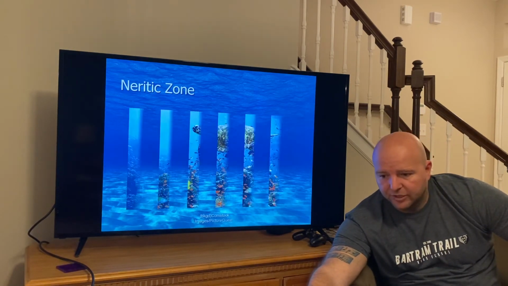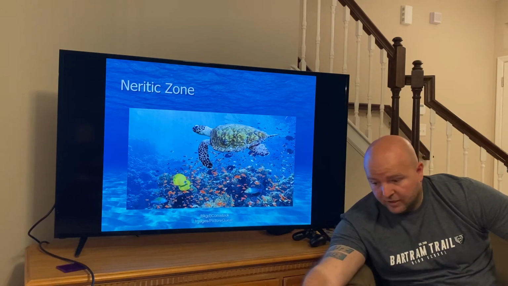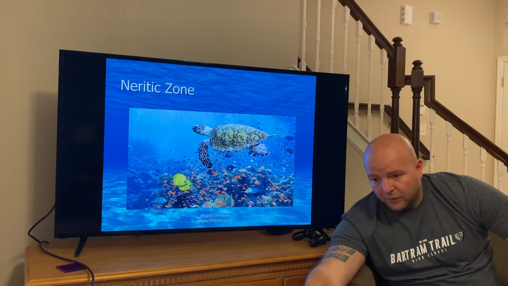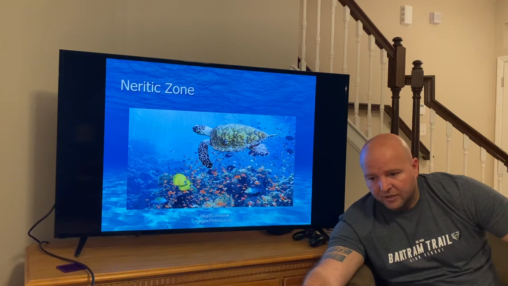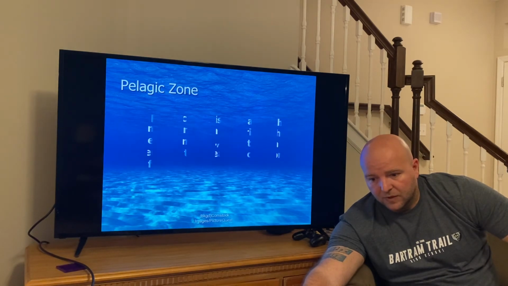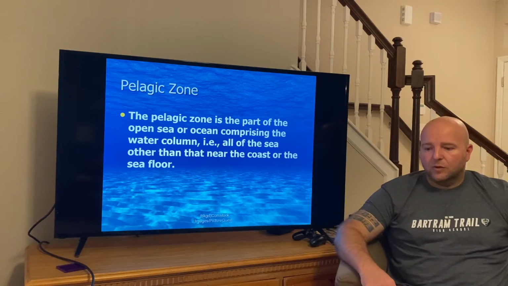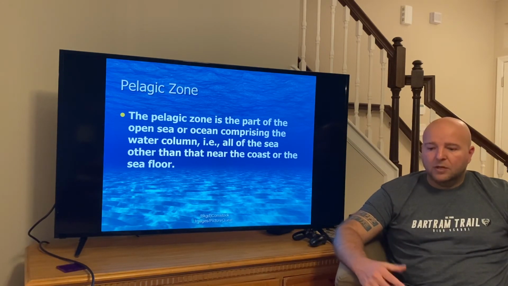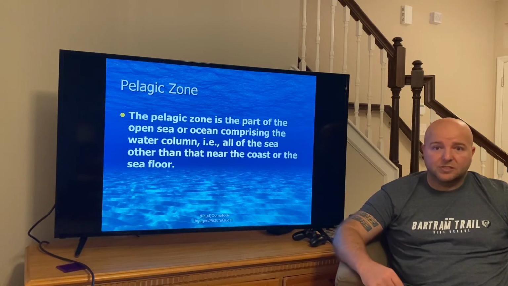We got an image here, a good coral reef system with a bunch of fish there, and our sea turtle. Notice the light coming through the water is part of why I stuck that image in there. This is going to be a neritic zone ecosystem. Then we have our pelagic zone. This is a part of the open sea or ocean comprising the water column. In other words, all of the sea other than that which is near the coast or near the sea floor.